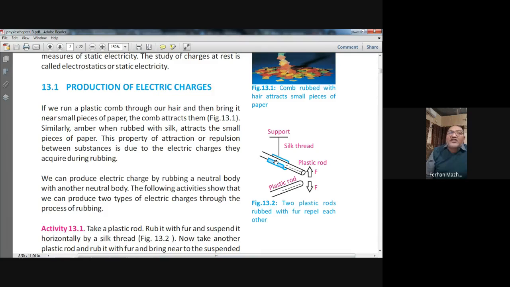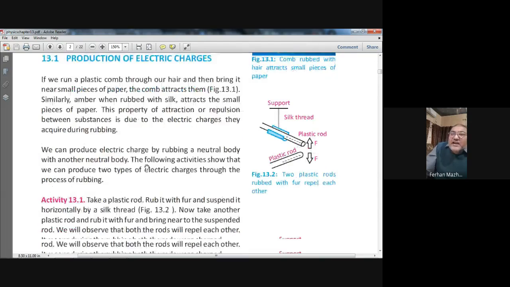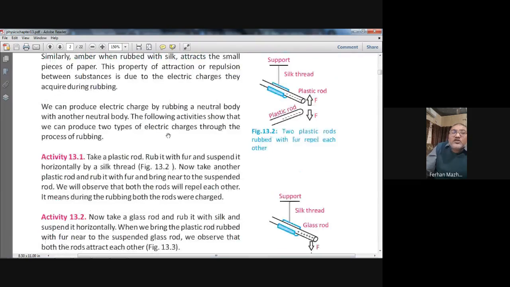This property of attraction or repulsion between substances is due to electric charges they acquire during rubbing. When you rub them, the charges develop on them. Either they become positively charged or negatively charged, because they have either lost electrons to the other body or gained electrons from the other body. We can produce electric charge by rubbing a neutral body with another neutral body. The following activity shows that we can produce two types of electric charges through rubbing.